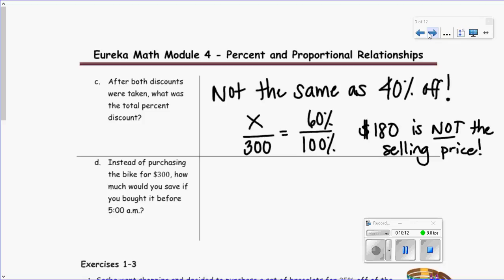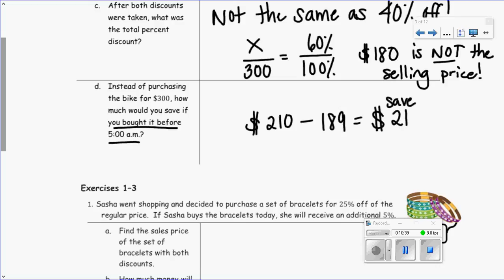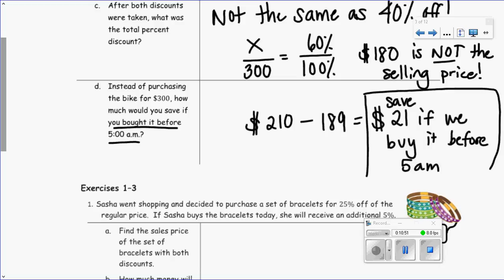Okay, and then the last one, it just says instead of purchasing the bike for $300, how much would you save if you bought it before 5 a.m.? So if you bought it after 5 a.m., it was $210, but if you bought it before 5 a.m., you would get that additional 10% off, and you would only have to pay $189. So if you subtract those, you understand that you save $21. Save $21 if we buy it before 5 a.m. Okay, because that additional 10% off.